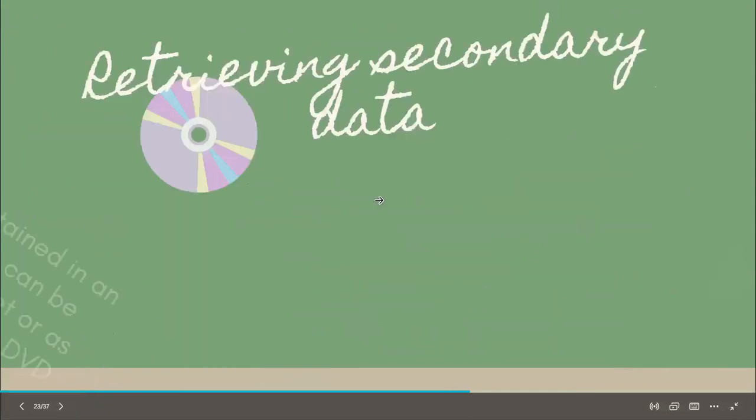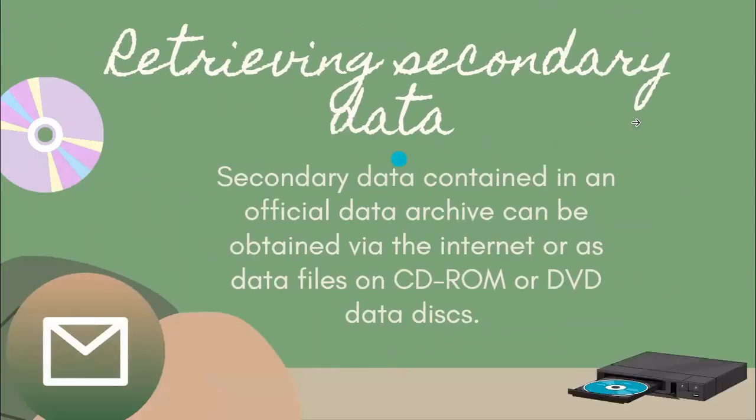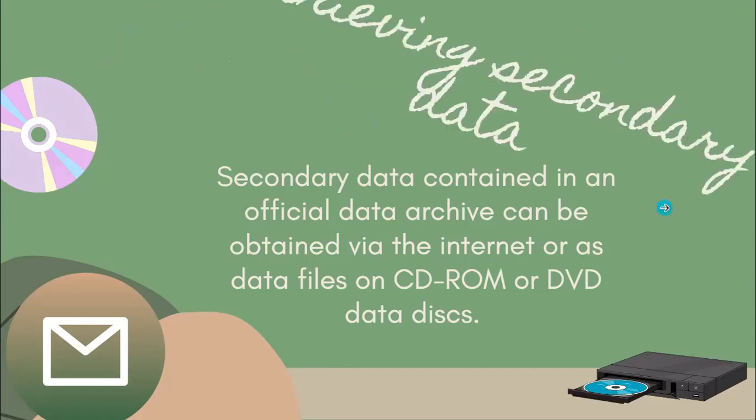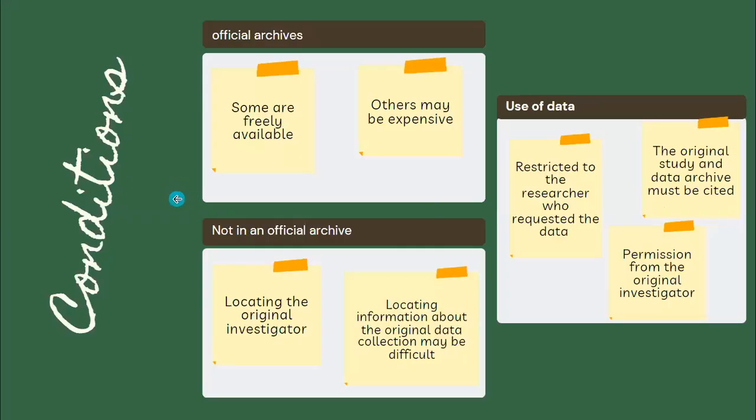Okay, so now we have retrieving secondary data. Once you find your data, mostly in official databases, you need to ask for it. And they can send it to you via the internet or as files on CD-ROM. I don't think that happens anymore, but maybe they do. I think it is easier to send them via email or another way lately. But yeah, now there are some conditions.